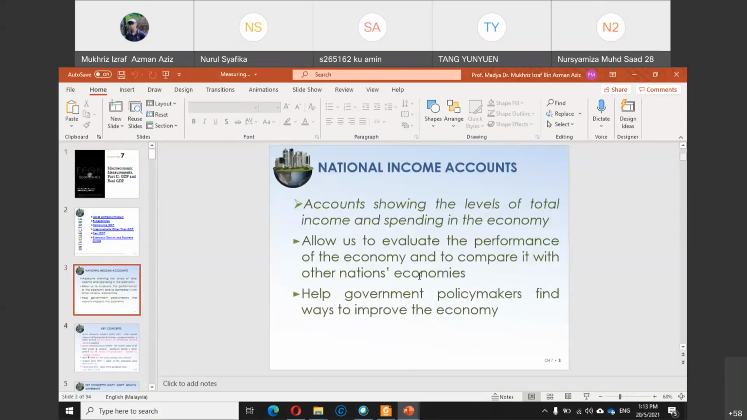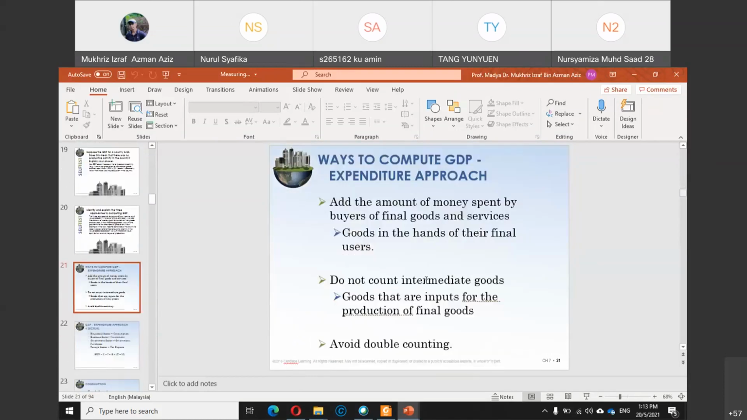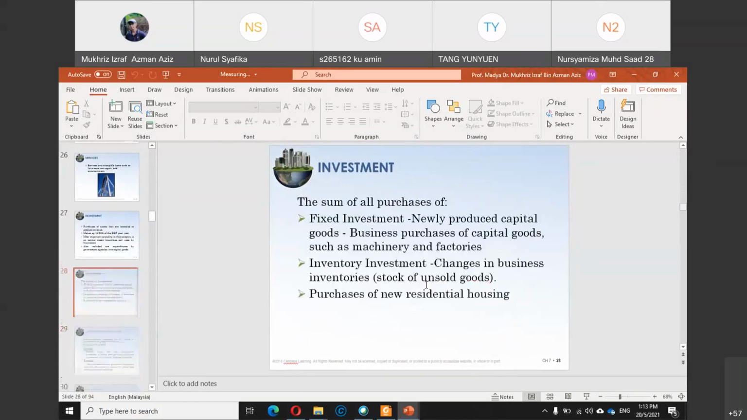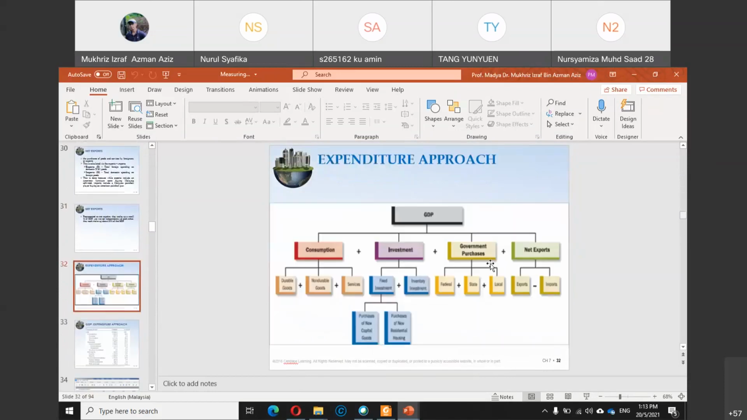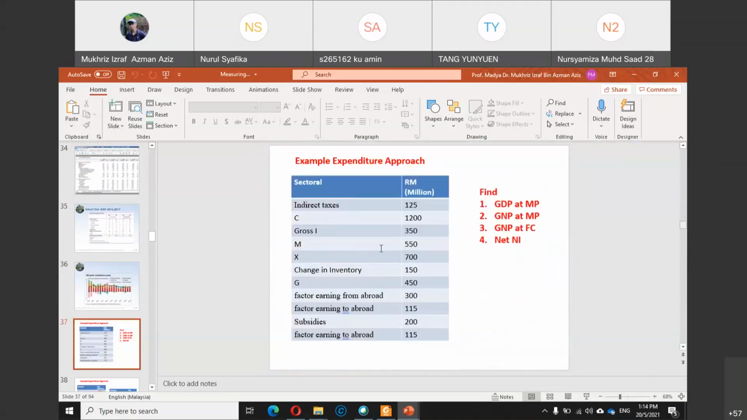Whereby the component is based on C plus I plus G plus net export, or X minus M. So that is the main components under the expenditure approach. The main thing that you need to know is the components, which one that you need to plus, which one that you need to minus. So we went through this simple exercise from the slides that gives you a good idea to calculate GDP and also GNP.